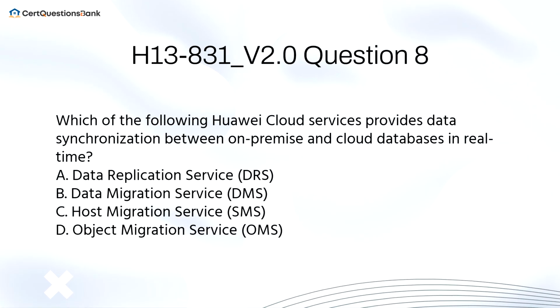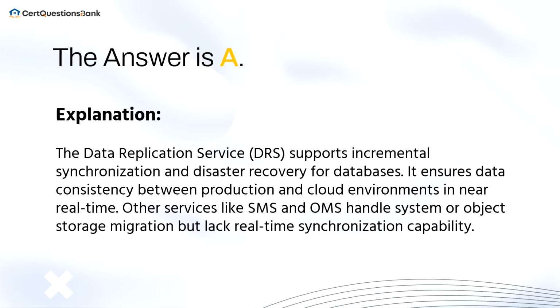Which of the following Huawei Cloud services provides data synchronization between on-premises and cloud databases in real time? A. Data Replication Service, DRS. B. Data Migration Service, DMS. C. Host Migration Service, SMS. D. Object Migration Service, OMS. The answer is A.